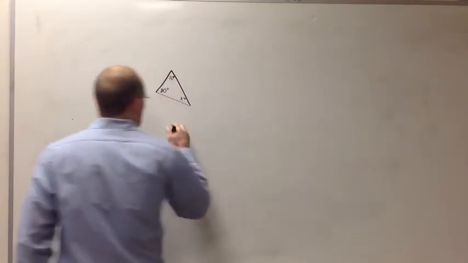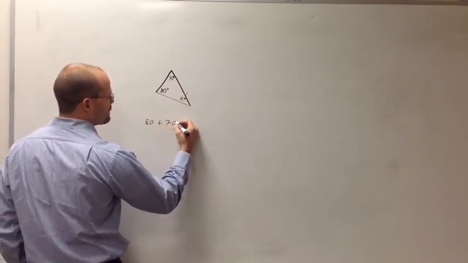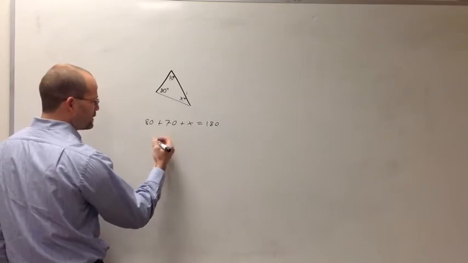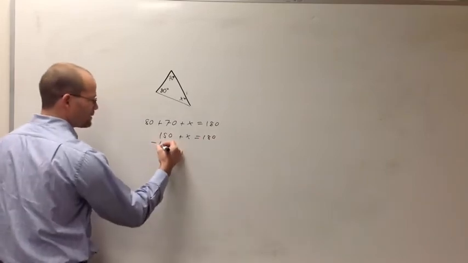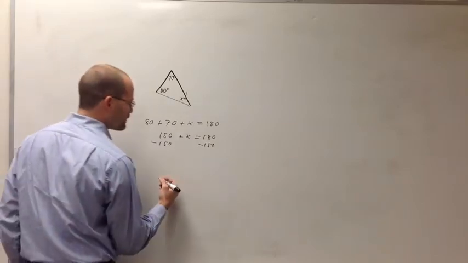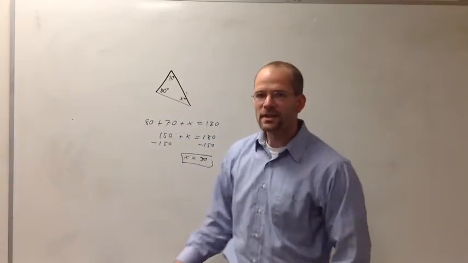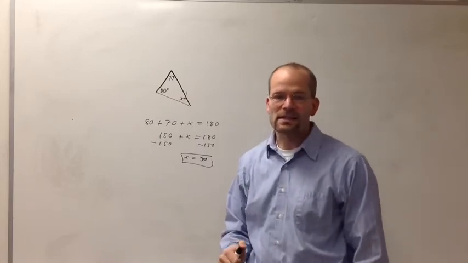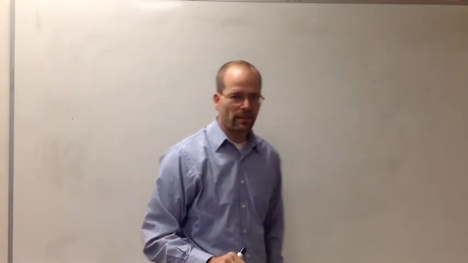Well, all we need to know is that the sum of the interior angles is 180. Therefore, 80 plus 70 plus x is equal to 180 degrees. We can simplify the left side: 150 plus x equals 180. And by the addition property of equality, subtract 150 from each side. We know that x equals 30. And so you can see we can use this property, the fact that the interior angles of a triangle always add up to 180 degrees, to always find the third angle anytime we know two of them. Let's try one more that might not be quite as obvious.